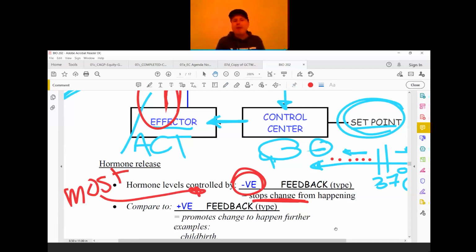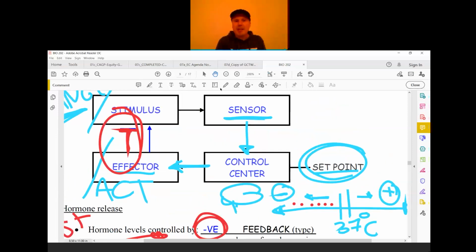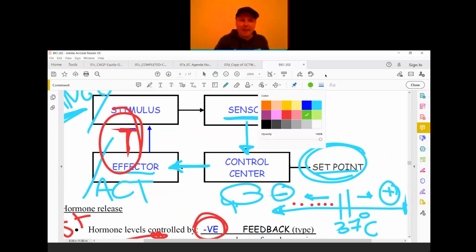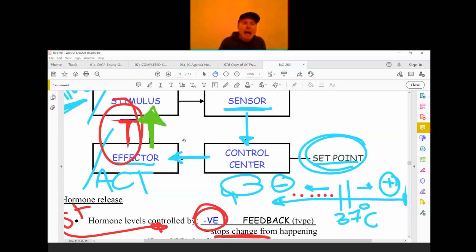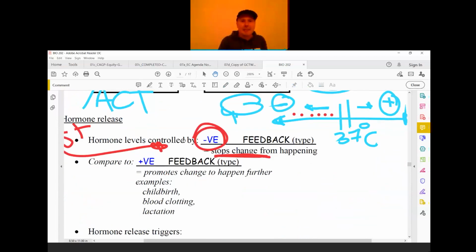There's only very few times when we see positive feedback. And we already talked about a few examples of that. So in positive feedback, that stimulus is detected, passes a message to the brain, and then that triggers us to do more of whatever causes that stimulus. So it amplifies that stimulus.